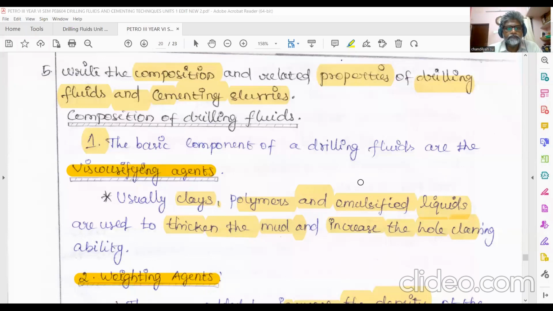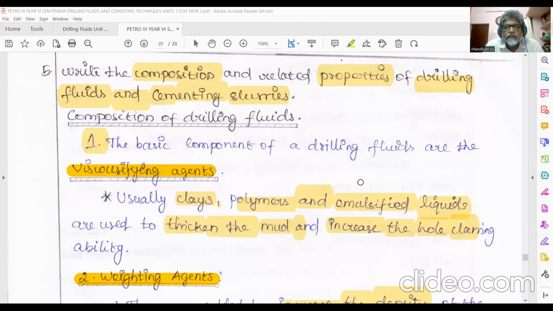Hi all. Now we are into the question: give the composition and related properties of drilling fluids and cementing fluids. It's a combined question. To answer it, you can make two structures, one for drilling fluid separately and another for cementing slurry composition and properties, or you can combine both and then generate the information.